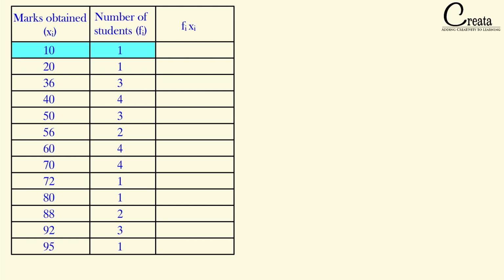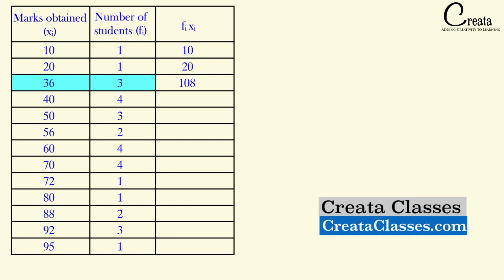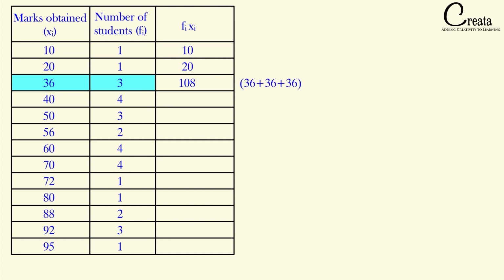Like fi xi, 10 into 1 will be 10. 20 into 1 will be 20. 36 into 3 is 108. Here, if you observe, 36 is repeating 3 times. Basically 36 plus 36 plus 36, which is 108, or 36 into 3 is 108.